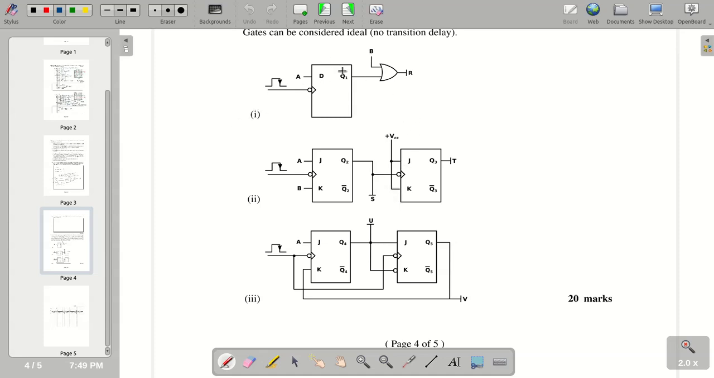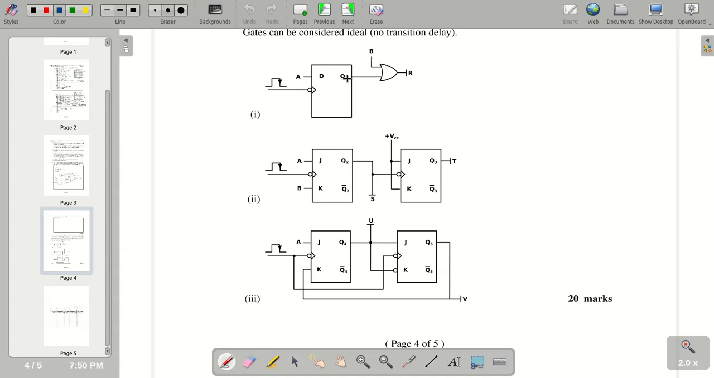In part one, this is a D flip-flop, and it's given a clock with a bubble, an inversion sign, showing that this is a negative edge triggered flip-flop, right? Then the A input signal is fed in through D, and the output is Q1. An OR gate is given with the B signal for the output R. Let's do this step by step. First, let's do A and the clock to give you the Q1 output.